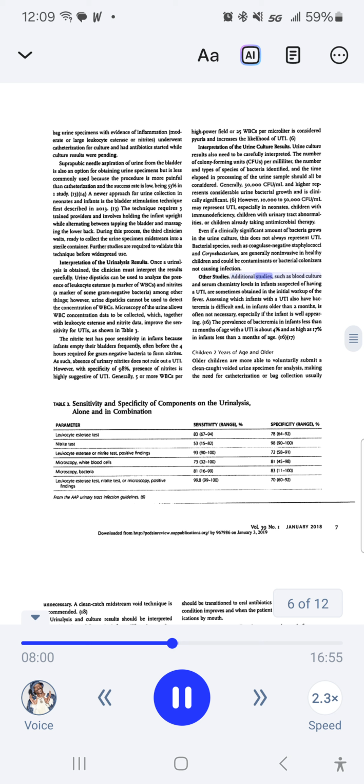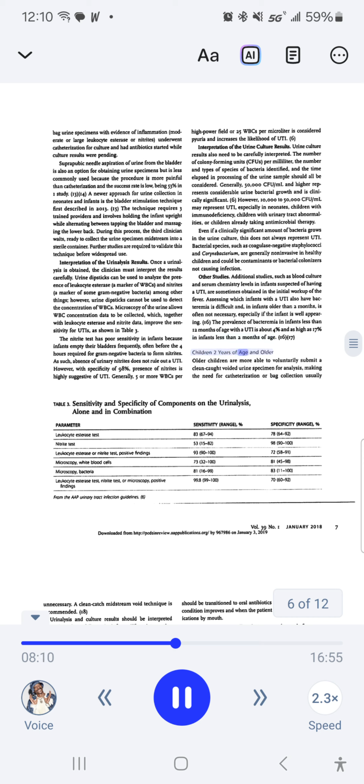Additional studies, such as blood culture and serum chemistry levels in infants suspected of having a UTI, are sometimes obtained in the initial workup of the fever. Assessing which infants with a UTI also have bacteremia is difficult, and in infants older than 2 months is often not necessary, especially if the infant is well appearing. The prevalence of bacteremia in infants less than 12 months of age with a UTI is about 4% and as high as 17% in infants less than 2 months of age.